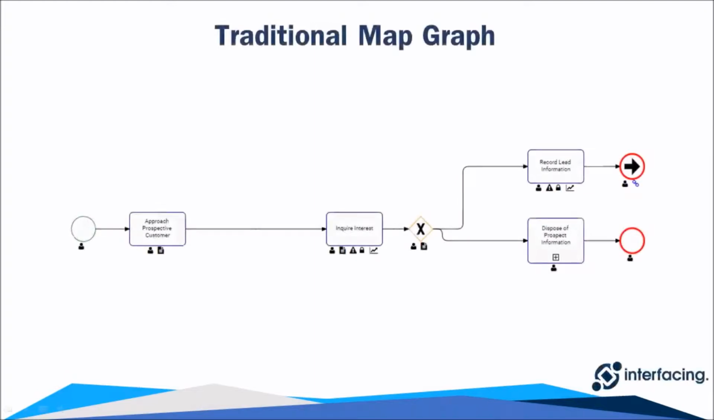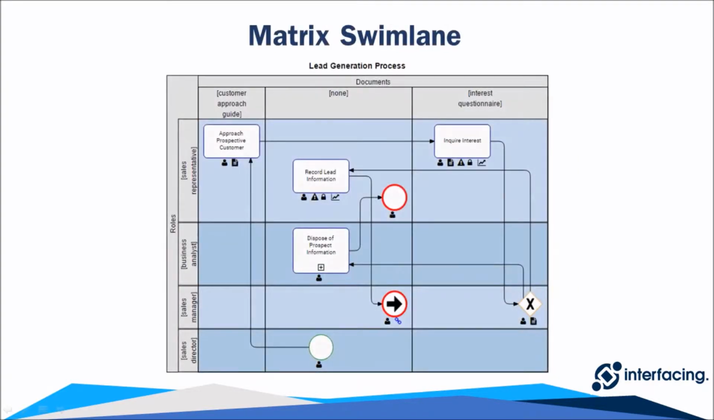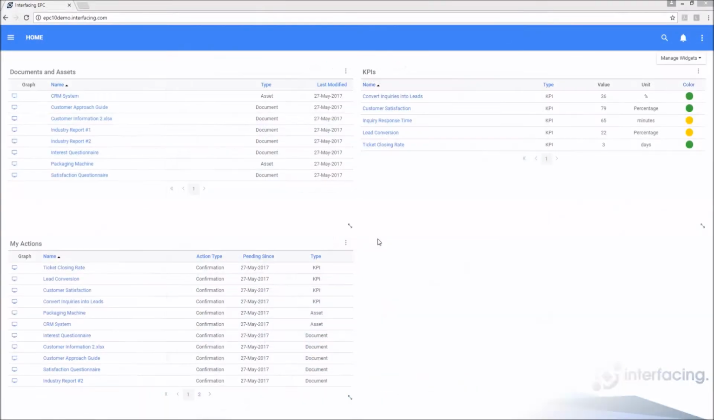Traditional map graphs, which display flow objects and associated items as designed by process modelers. Swim lanes, which allow you to classify your processes into different lanes based on set criteria. And finally, matrix swim lanes, which allow you to classify your processes in matrix format based on two different axes.